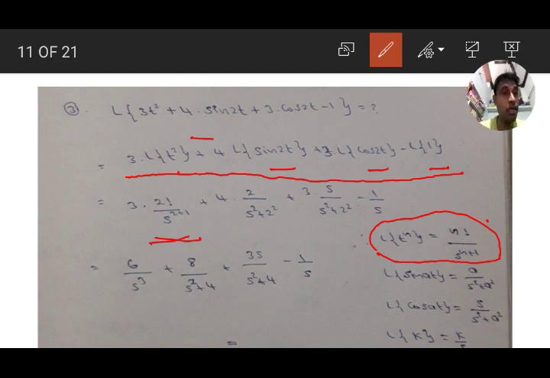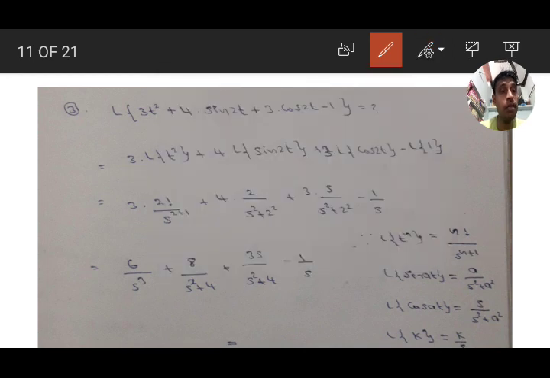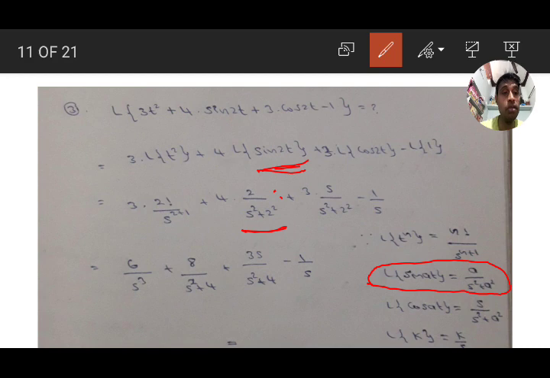Okay, next one, L of sin at is a by s square plus a square. Here a equal to 2, so we get 2 by s square plus 2 square, means 2 by s square plus 4. That is the Laplace transform of sin 2t.